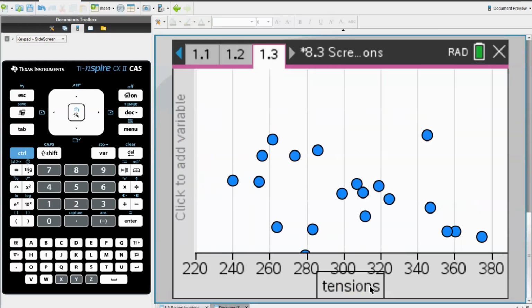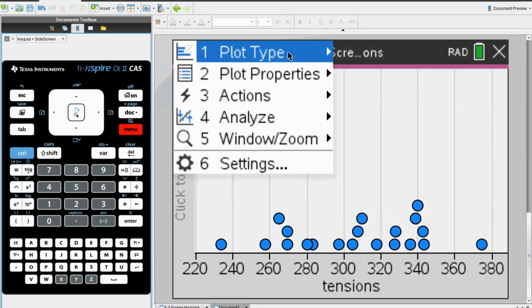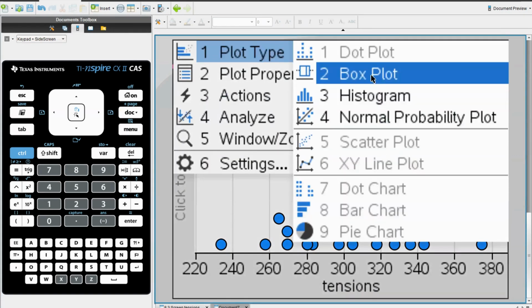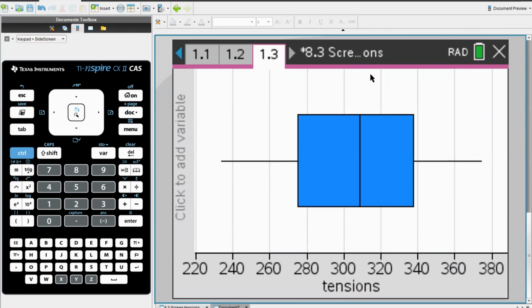Add the screen tensions here, and what do we see? Well, first of all, our sample size was 20. The dot plot does look symmetric. It doesn't look like it has skewness, and it doesn't look like it has outliers. To double check on the outliers, perhaps I can change this to a box plot. Yep, no outliers. Symmetric, single peaked.